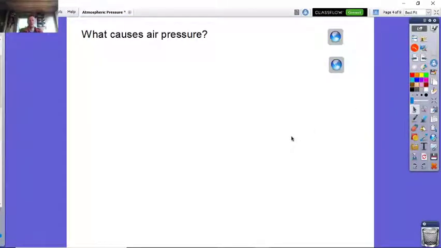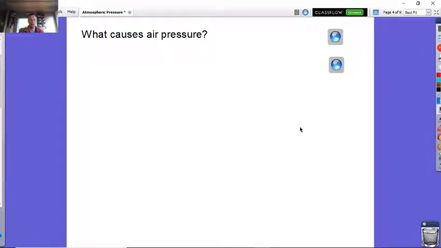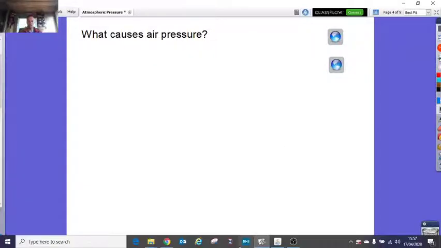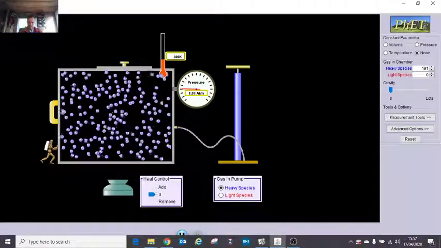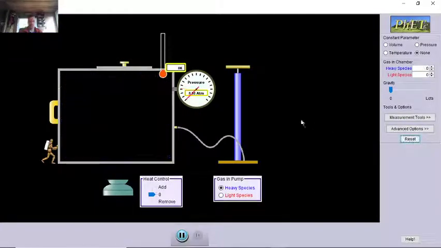Now, in the previous part of GCSE physics, you may or may not have tackled pressure and seen a pressure equation that pressure times volume equals a constant. So some of this may not be brand new to you, but it's a good opportunity to recap. So this simulation here nicely shows you what creates air pressure.